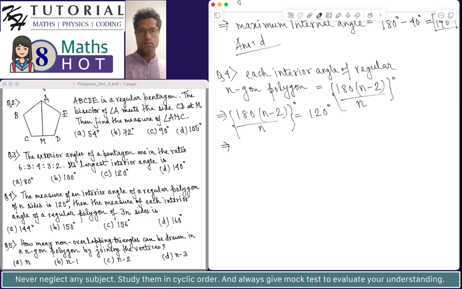Now please note that we need to understand whether we actually need to find the value of n or not, because let's see. For a regular polygon having n sides, each interior angle is equal to 180 multiplied by (n minus 2) divided by n, that is given to be 120.